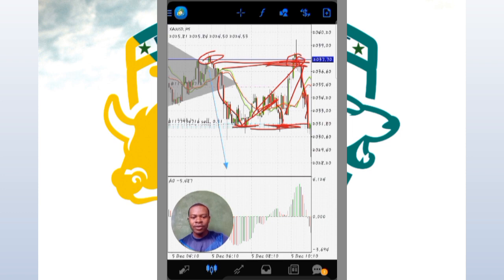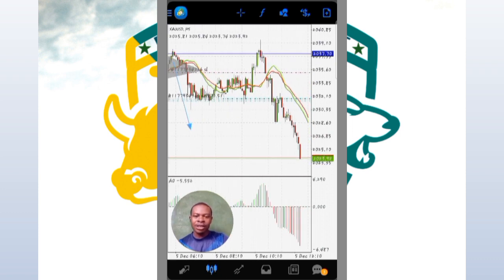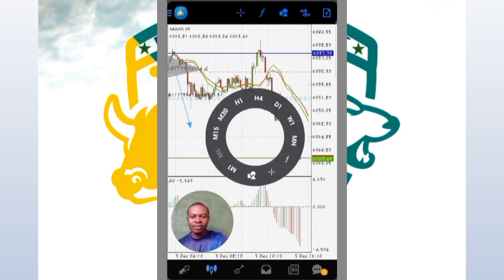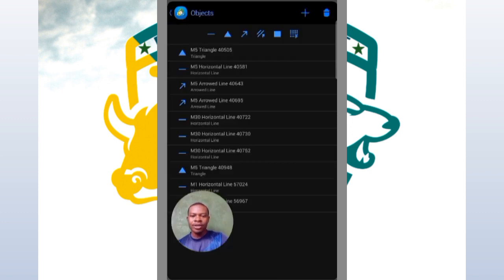So I see this area as a support and this area as a resistance area. So there were two significant areas, the support area and the resistance area. So what I was actually looking for is a breakout of this support area.